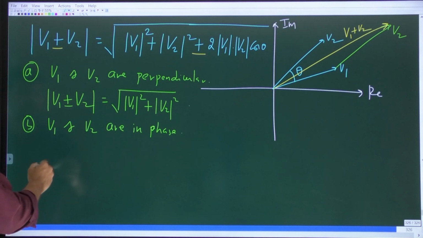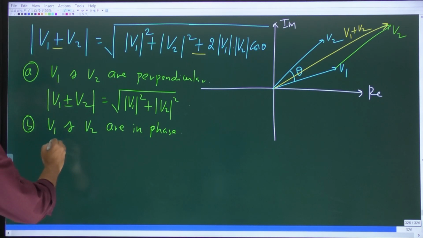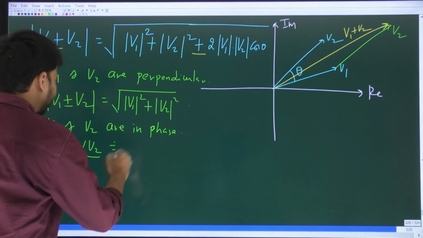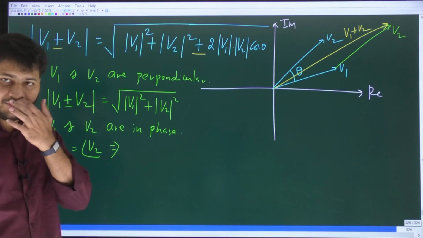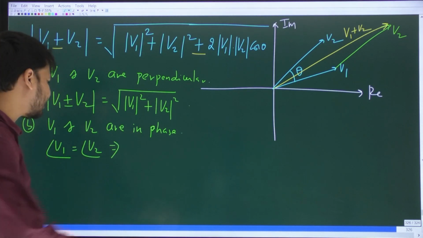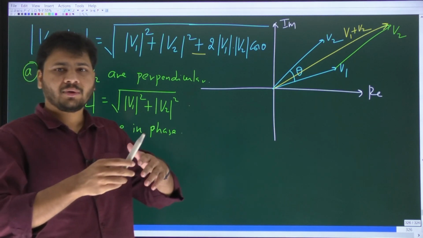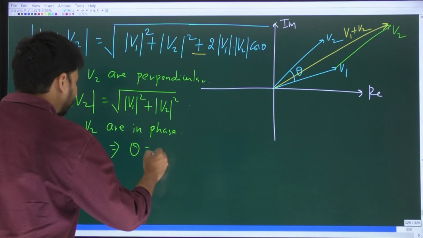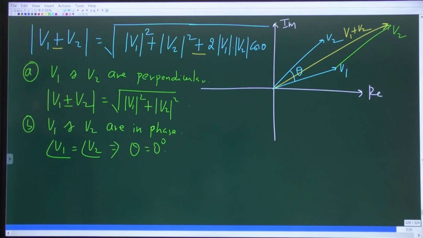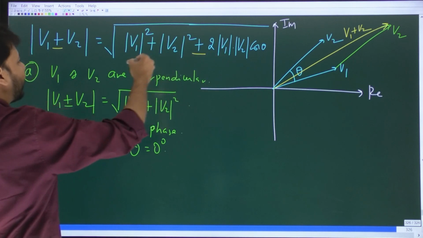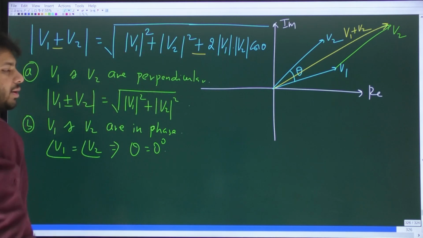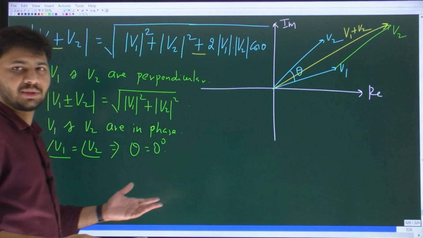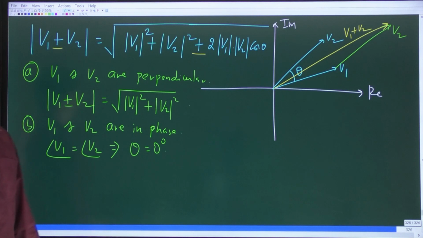Okay. So when I say V1 and V2 are in phase, it means the angle of V1 is the same as the angle of V2. Then what is the angle between the two phasors? It is the phase difference, or the angle difference between the two phasors. Angles are equal, so theta will be 0 degrees. If theta is 0 degrees, going back to this expression for mod of V1 plus or minus V2, cos 0 degrees is 1 when V1 and V2 are in phase.